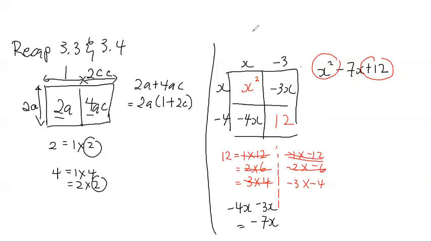So where do I find my answers? My answers will be from here and here, which means my final answer will be written as x minus 3, x minus 4. So this is the recap for today's lesson.